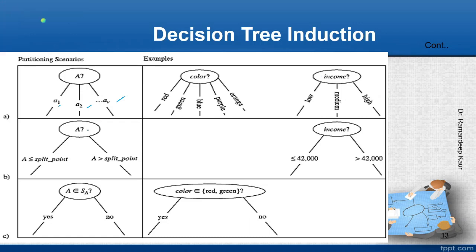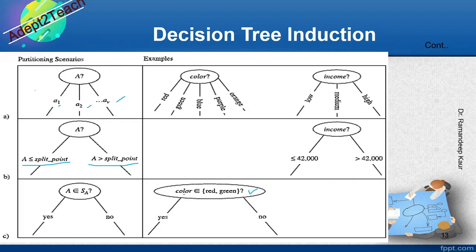The second is when your condition is a split value. Split value means there is a range. Let's say the range is, for example, 42,000. So there would be some output when the income is less than or equal to 42,000, and there would be a classification based on when the range is greater than 42,000. So we have to take the split points here. When A is a range, then A is either less than the split point or greater than the split point.